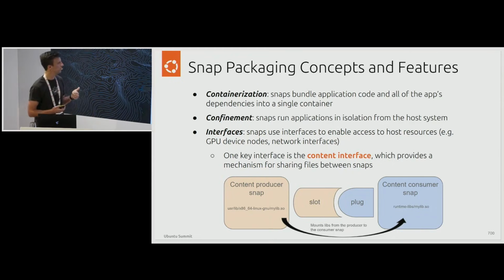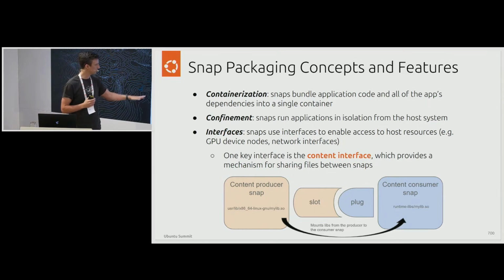And one of the really key important interfaces that I'll be talking about in this talk is the content interface. And the content interface provides basically a mechanism for breaking that first rule of containerization. So it allows you to have two independent snaps where one snap is consuming libraries from the other snap. And that's the most traditional use case is you have a content producer snap, which is colored orange in this slide, which has some .sos that are needed by a content consumer snap, which is captured by this blue block.